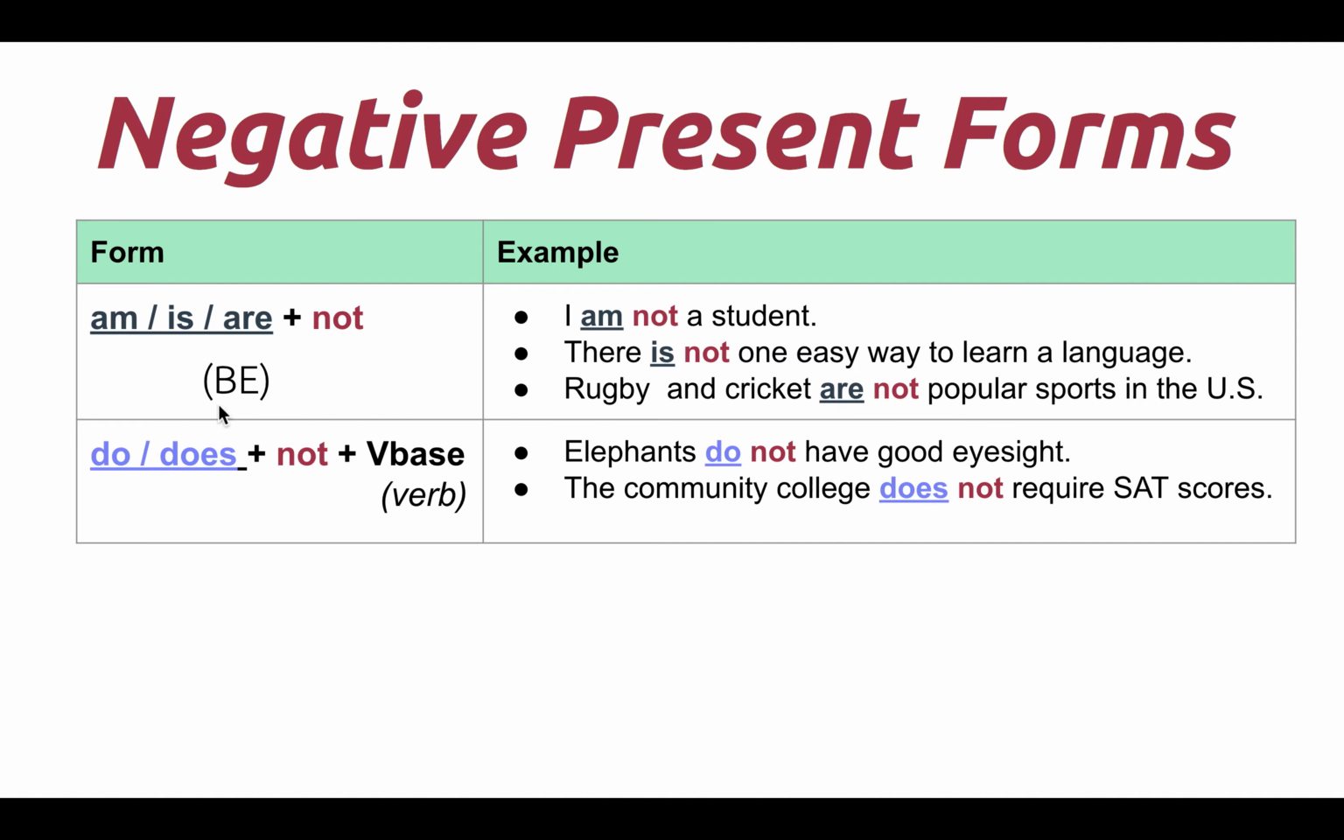But if your verb is not be, if it's any other verb other than be, the form gets a little bit trickier. Here, we use do or does depending on the subject. So I, you, we, they, do. He, she, it does, right? Do or does, then we add not, and then we add verb base.